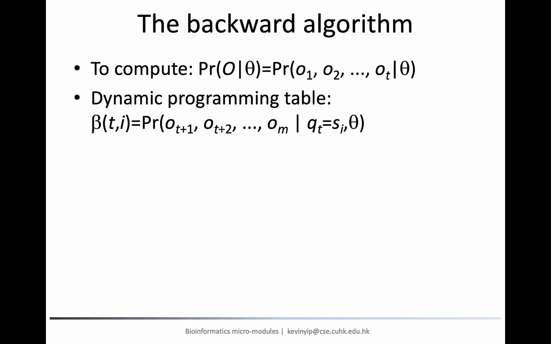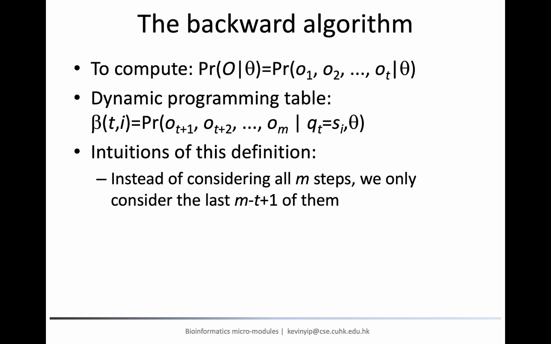To do that, we define a new dynamic programming table, beta, in which each entry corresponds to a subproblem. The entry beta_t(i) is the probability of the observations from step t+1 to the last step, given that the state in step t is S_i and the model parameters. Therefore, instead of making the problem easier by considering only the first observations, here we make the problem easier by considering only the last observations.